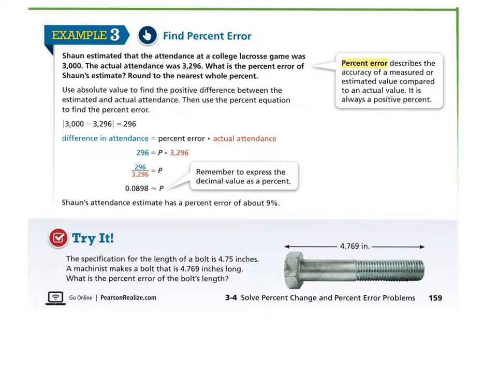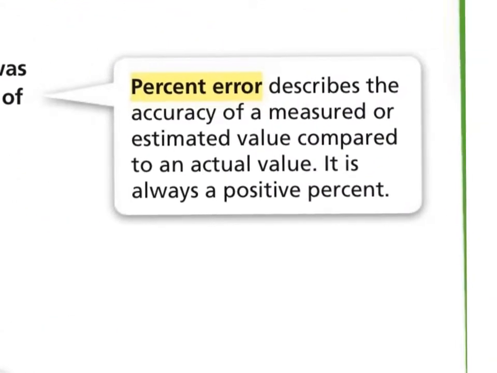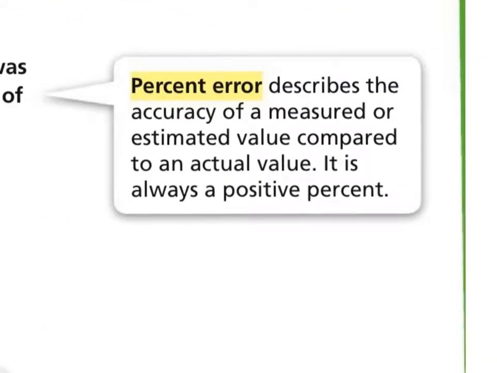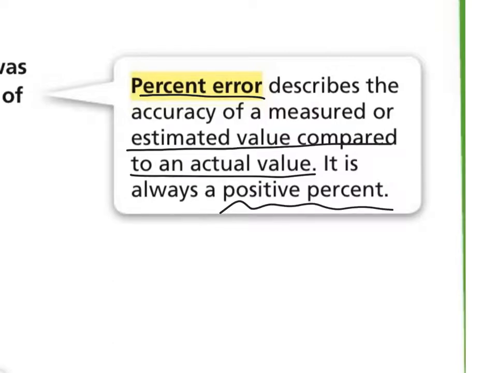The next thing we're looking at on example 3 is what's called percent error. So percent error is basically looking at how far off we are from what we predicted. It's the estimated value compared to the actual value, and it's always considered a positive percent. We don't say we were off by negative 7.5%. We'll just say we're off by 7.5%, for example.